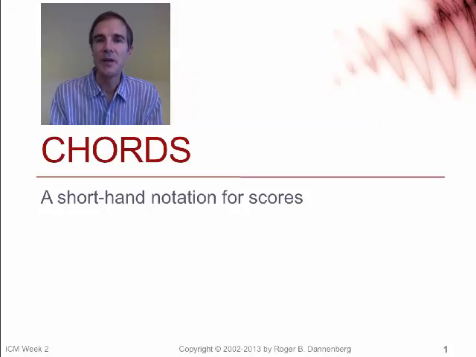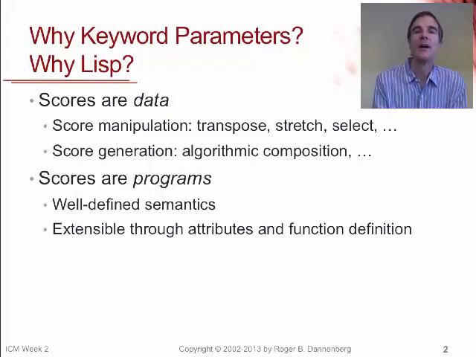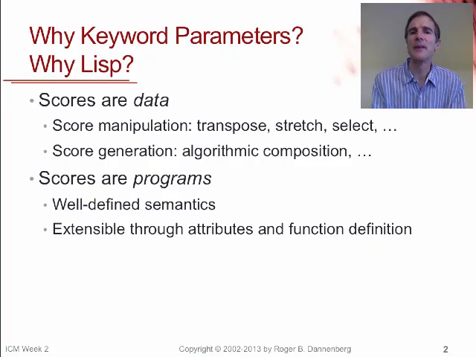We're going to continue now learning about scores and take a closer look at how to represent chords. First of all, just a few thoughts about scores now that you've seen them. Why do scores have keyword parameters? Why are we using this Lisp notation? How did we come up with this?